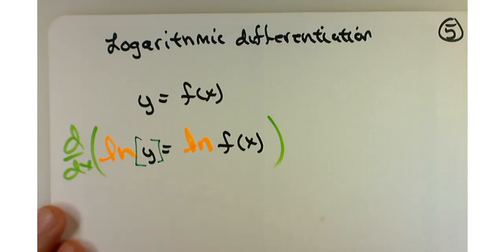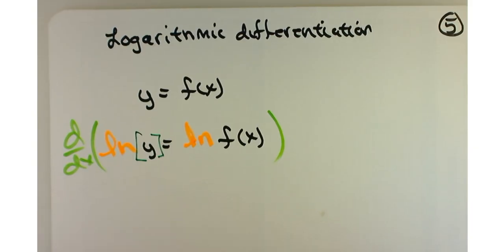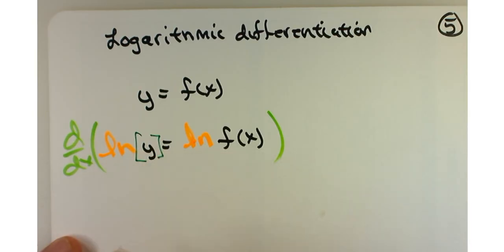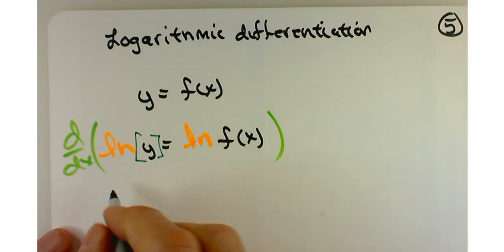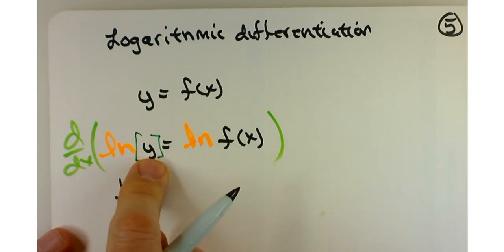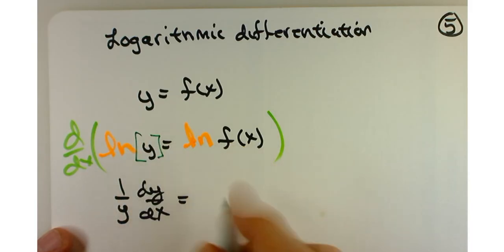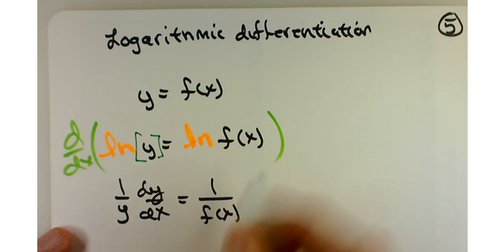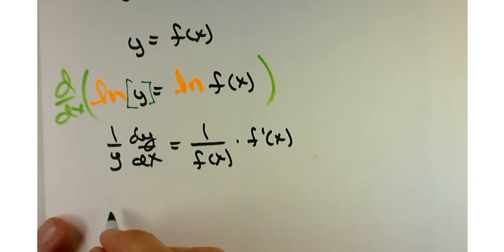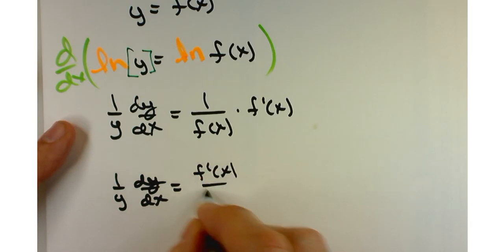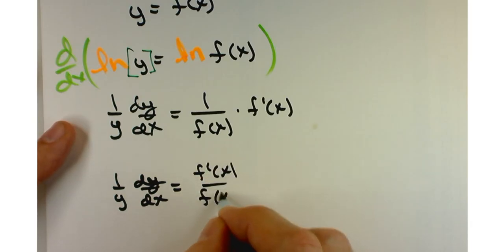So who wants to take a shot at the derivative of the natural log of y here? What's going to happen? 1 over y times dy over dx. 1 over y, that's the derivative of the outside, times the derivative of the inside, which is your dy by dx. Thank you, Sailor. Over here, I'm going to get 1 over f of x times the derivative of f of x. 1 over y dy by dx equals f prime of x over f of x, etc.